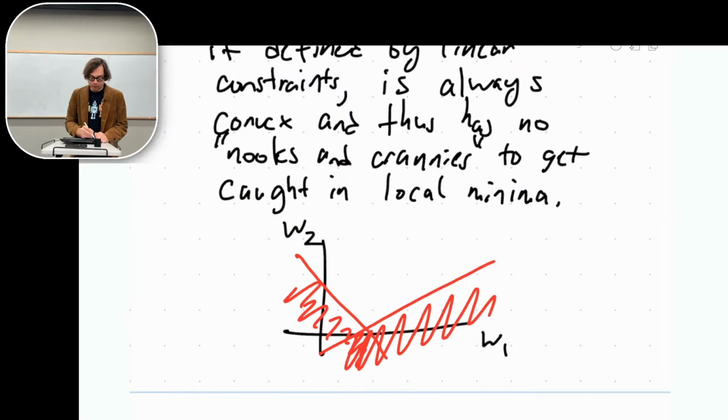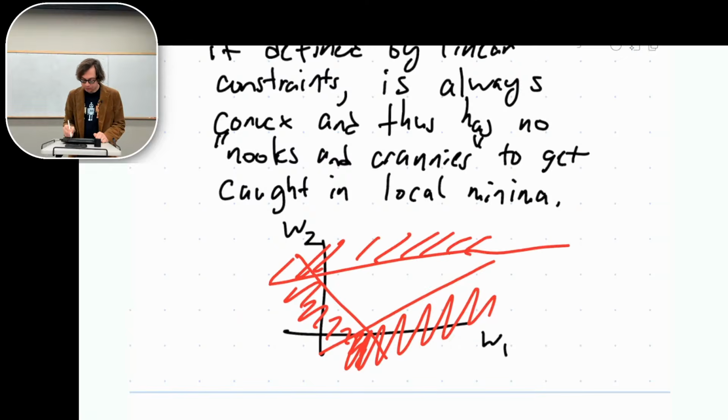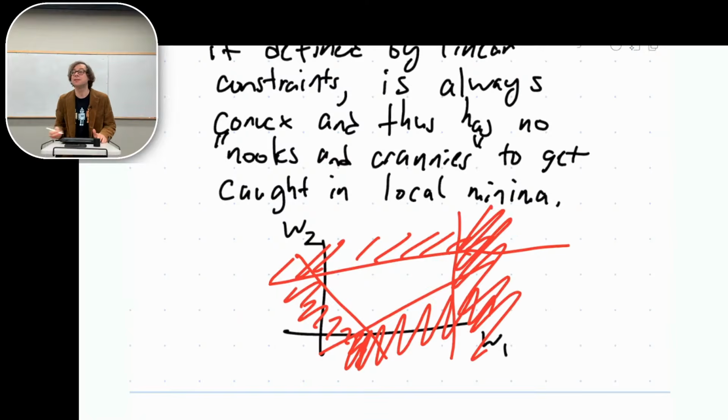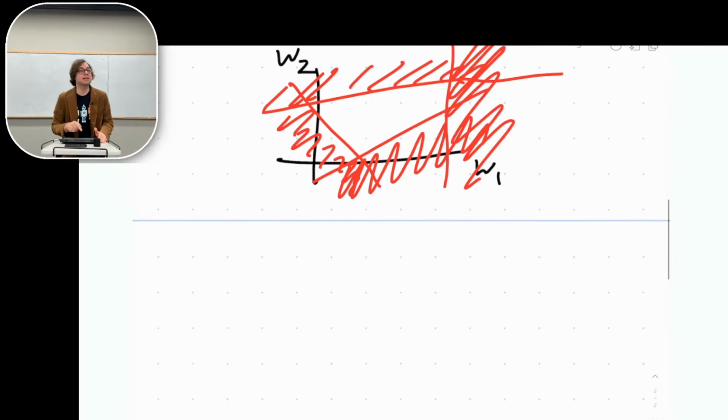Now if I add another constraint, the set is still convex. There's no nooks and crannies. Recall that a convex set means that I can draw a line from any point to any other point, and every point in the middle is within the set. Beautiful, right? I don't care how many lines you draw. I challenge you to draw a line that makes this set not convex. It's impossible. Beautiful.